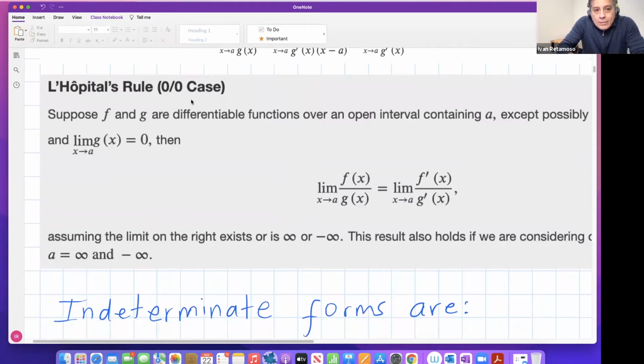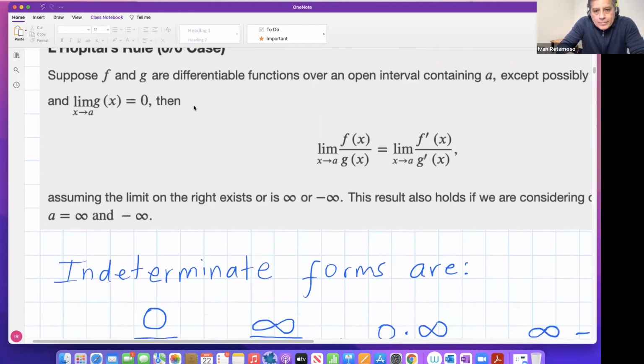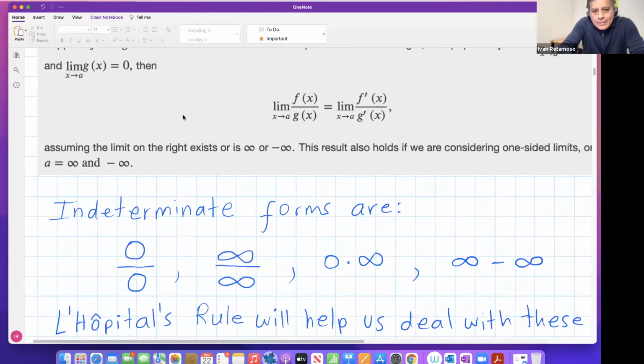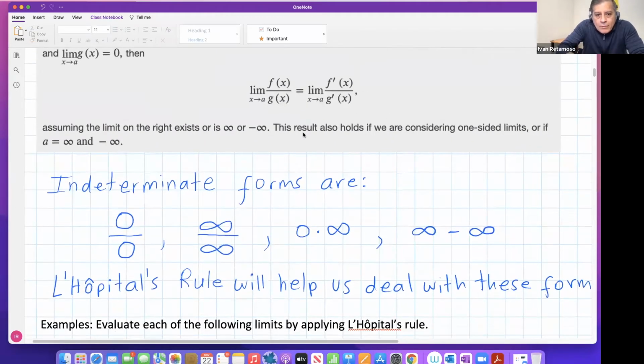All right, so now let me explain to you how this works. It turns out L'Hopital's rule will help us deal with what mathematicians call indeterminate forms. What are these indeterminate forms? These are the four indeterminate forms that we're going to deal with. First one is this, 0 over 0. This cannot be computed, right? 0 over 0, you try to put it in the calculator, it will give you undefined. It's therefore called an indeterminate form. L'Hopital's rule will help us with these forms.